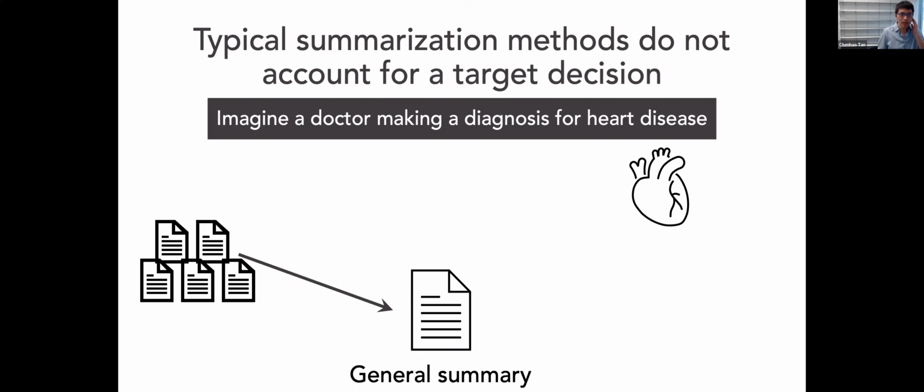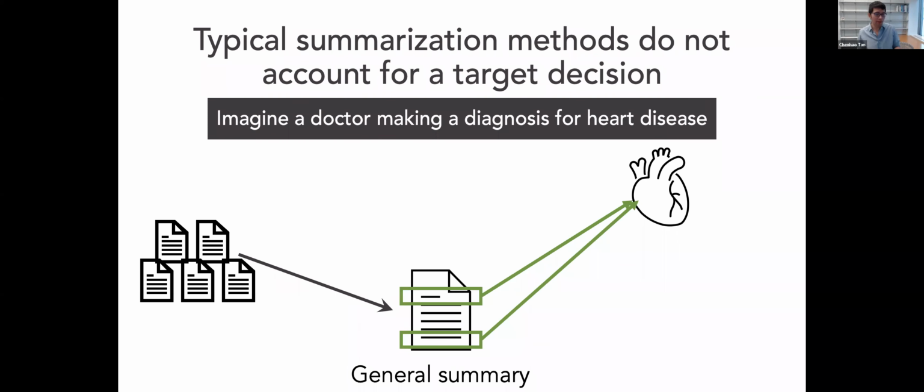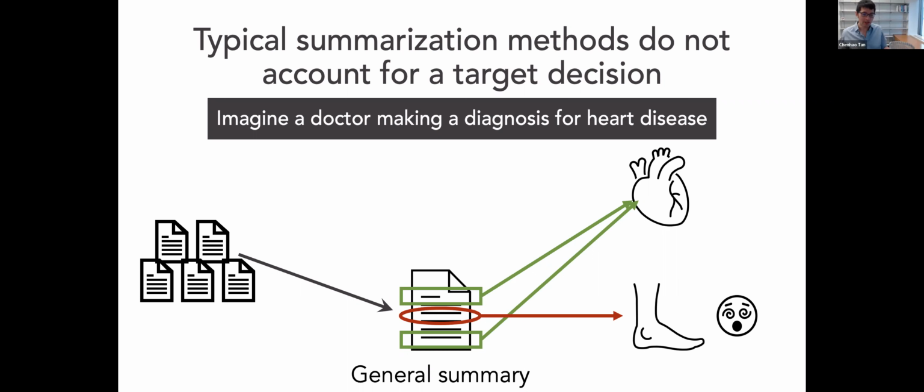To make this more concrete, imagine a doctor making a diagnosis for heart disease. One argument that we're making in this work is that typical summarization methods do not account for the targeted decision. Given a collection of text, a summarization algorithm will just generate a general summary without knowing that the doctor is trying to make a diagnosis for heart disease. As a result, if you are lucky, this summary will contain some information about the person's heart condition, but it may also include conditions, for instance, that the person had a foot injury a year ago, which is hardly relevant.